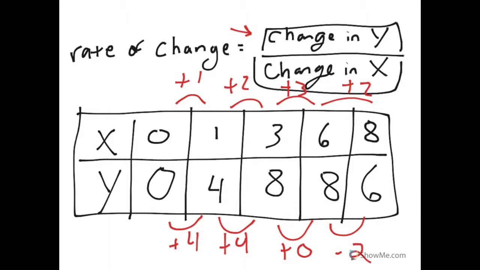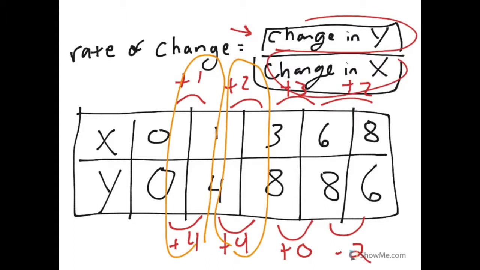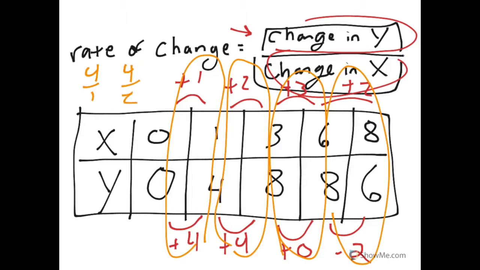what we really want to do is we're comparing change in y, change in x. Okay, so we're going to start here, and we're going to do it this way. We're going to look at y to x. So first one we have 4 over 1. The second one we have 4 over 2, right? Then we have 0 over 3, and then we have negative 2 over 2. All right? If I translate those, I'm going to translate them down here below.